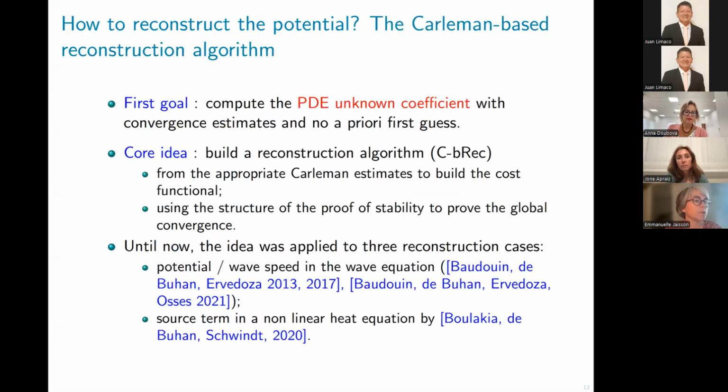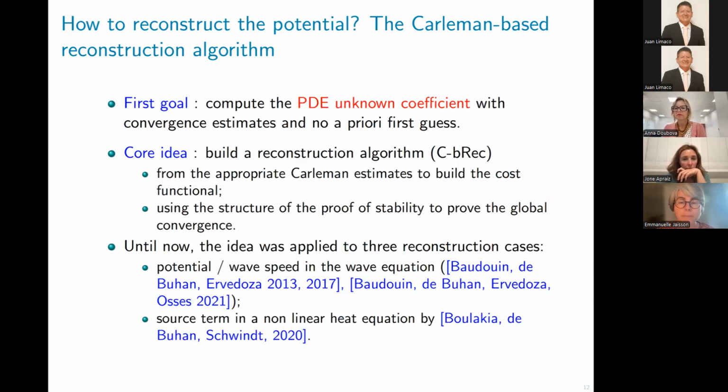So our idea was to use the so-called Kalman-based reconstruction algorithm. So this algorithm is constructed such that it will converge without any guess of your potential. Okay, so it's something like we can call global convergence of the algorithm. And to do that, we will use Kalman estimates, okay, and not just Kalman estimate, but we will prove the global convergence of the algorithm thanks to the proof of the stability due to the Bukhgeim-Klibanov method. Okay, so we use all the proof of the Kalman to get the convergence of the algorithm.